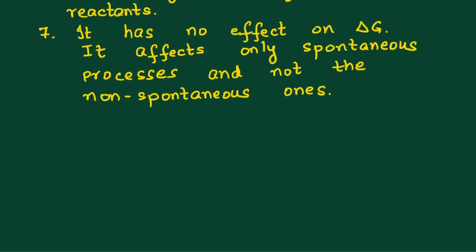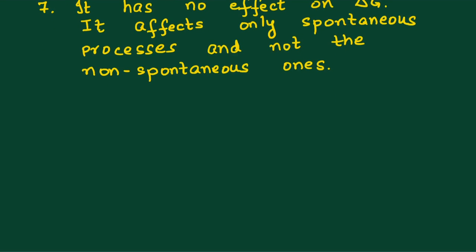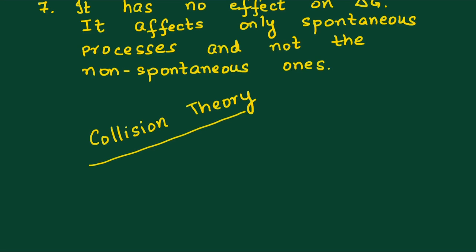Now that we've done the characteristics of a catalyst, what is left in this chapter? It looks like everything is over. No, we are yet to discuss an important aspect which is known as the collision theory. 50% of it we've already discussed while talking about temperature and while talking about catalyst. We shall formally deal with the collision theory in the next video.